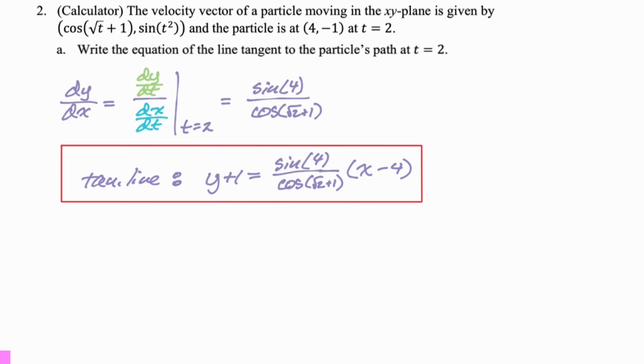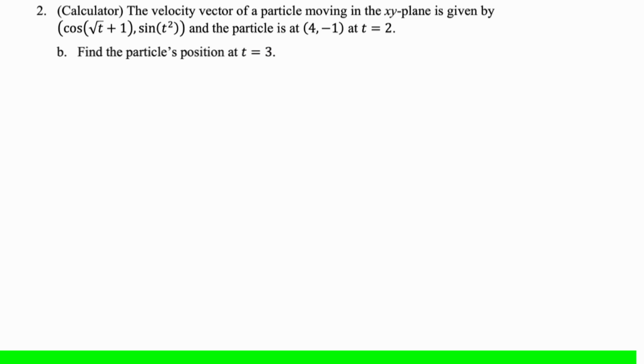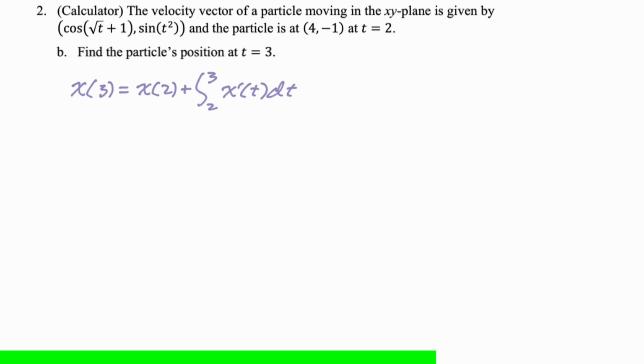All right, let's take a look at the next part. Find the particle's position at t equals 3. This is a classic of the genre. So we're going to use the fundamental theorem, rearranged. So we're going to go with what we start at plus displacement. So x of 3 is going to be what we start at, x of 2, plus the displacement from 2 to 3, which is the integral from 2 to 3 of x prime of t dt.